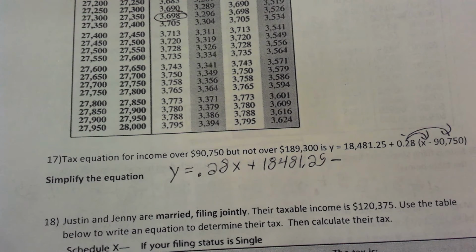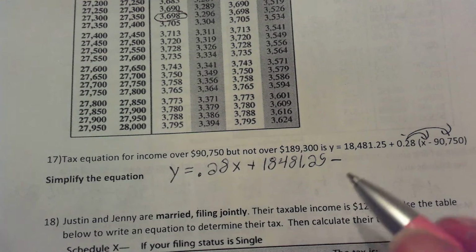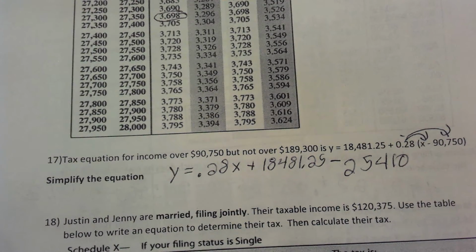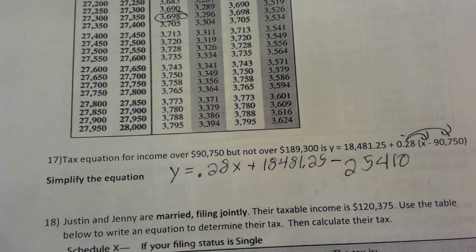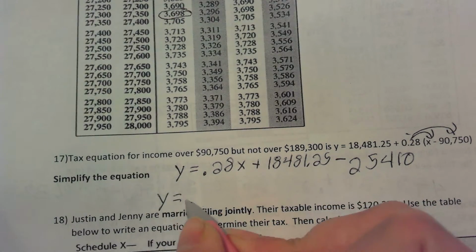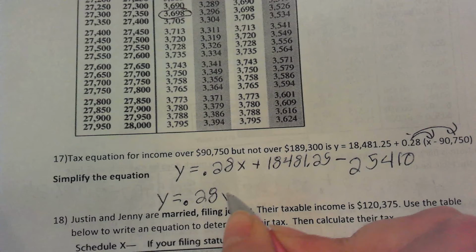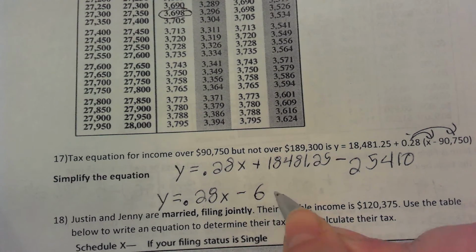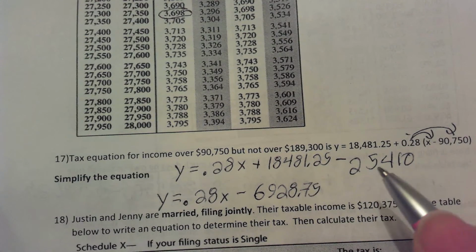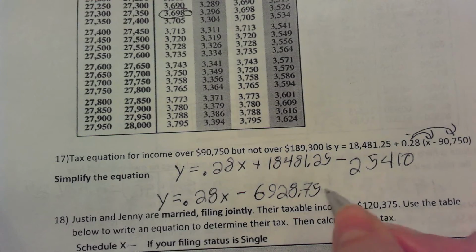So 0.28 times 90,750. So we get 25,410. Okay, so then we subtract that from the 18,481.25. So we're combining those like terms, and I get y is equal to 0.28x minus 6,928.75. So that will be the answer for this one.